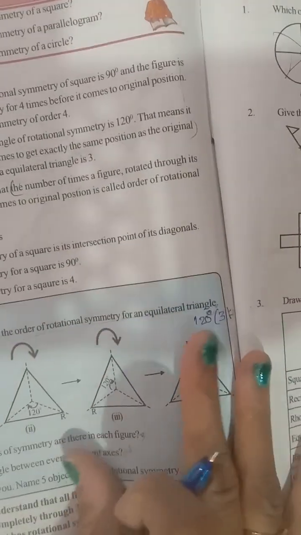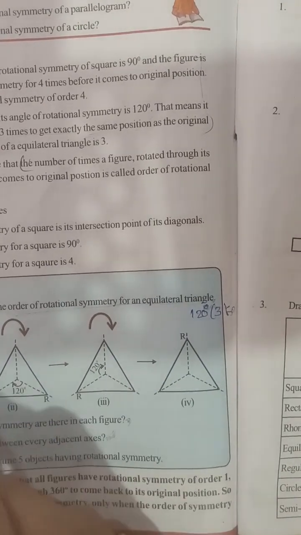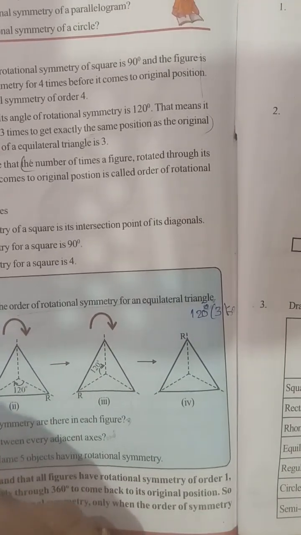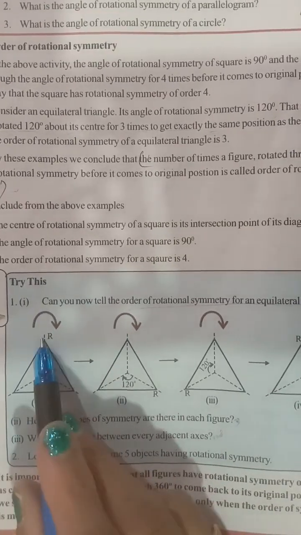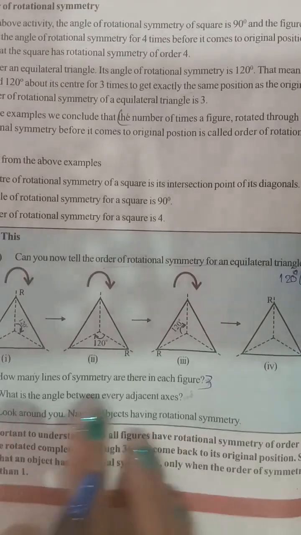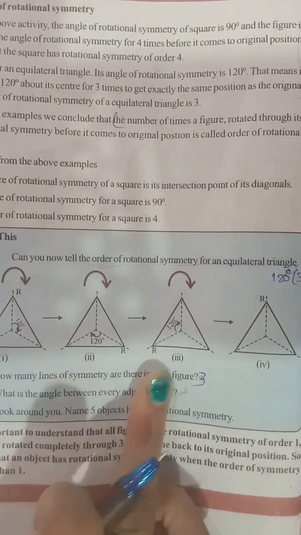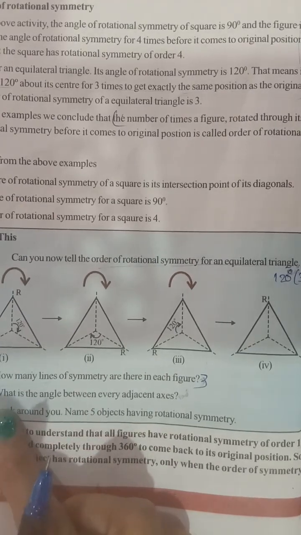How many lines of symmetry are there in each figure? How many lines of symmetry are there? Here is 1 and 2. How many lines are there? 1, 2, 3 only. So the answer is 3 only. How many lines of symmetry are there in each figure? Each figure has 3 lines of symmetry only. And next is the third one.